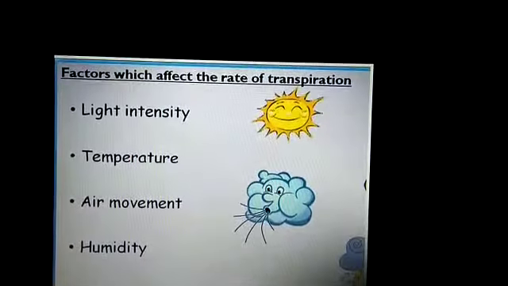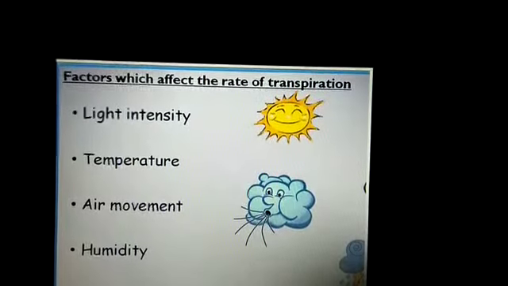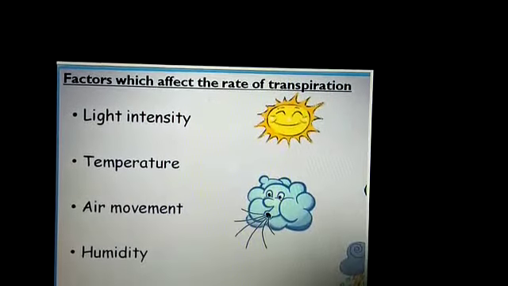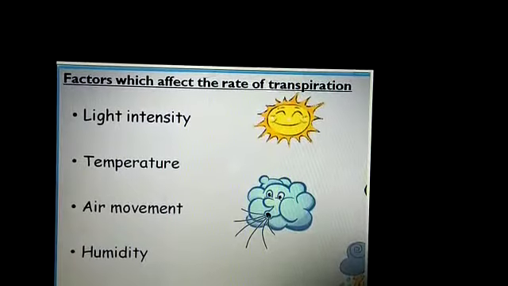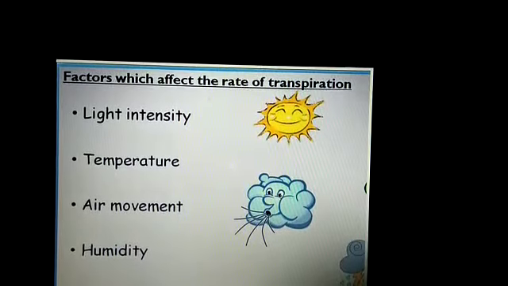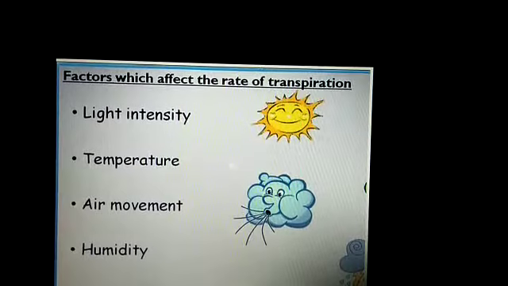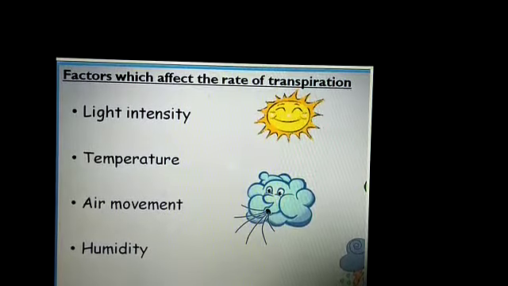Next is factors which affect the rate of transpiration. There are four major factors which affect the rate of transpiration. First is light intensity, means sunlight. Second, temperature. Third, air movement, means wind. And the fourth one, humidity. See the first one, that is light intensity, means sunlight.